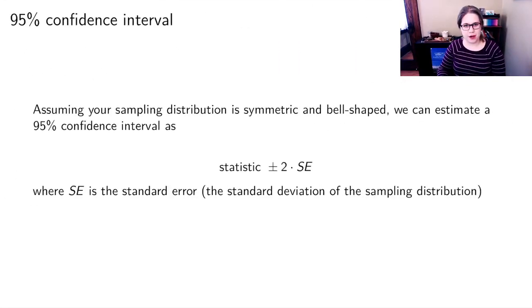And in fact, that's how we're going to start making confidence intervals. If your sampling distribution is symmetric and bell-shaped, then we can estimate our 95% confidence interval as the statistic plus or minus 2 times the standard error. And remember, standard error is the standard deviation of the sampling distribution.